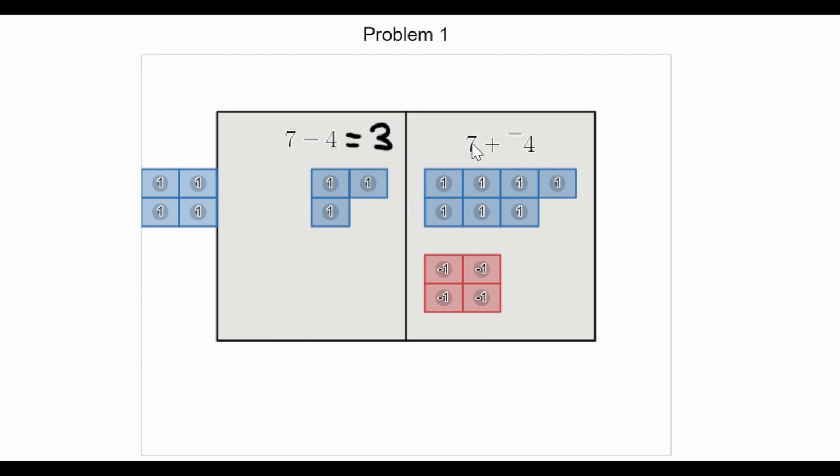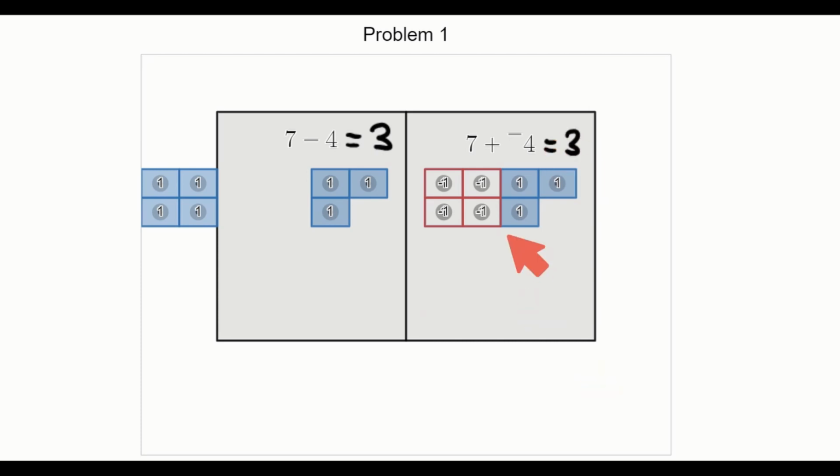Taking a look at the problem on the right, we have 7 plus negative 4. So remember that when we have opposite signs, they're going to cancel out. So let's go ahead and cancel. These make 0 pairs. So 7 plus negative 4, these cancel out. And we're also left with 3.